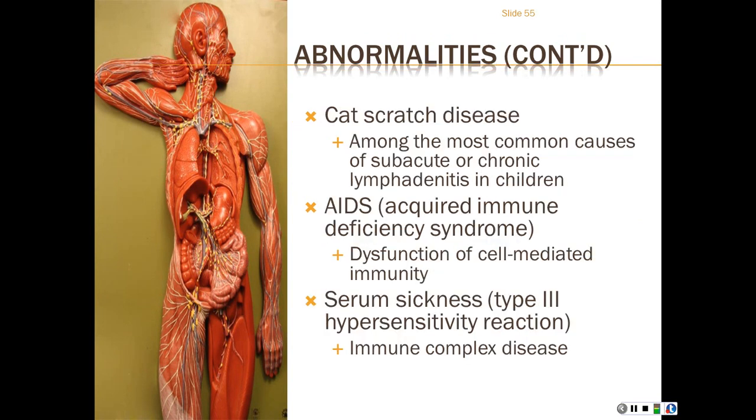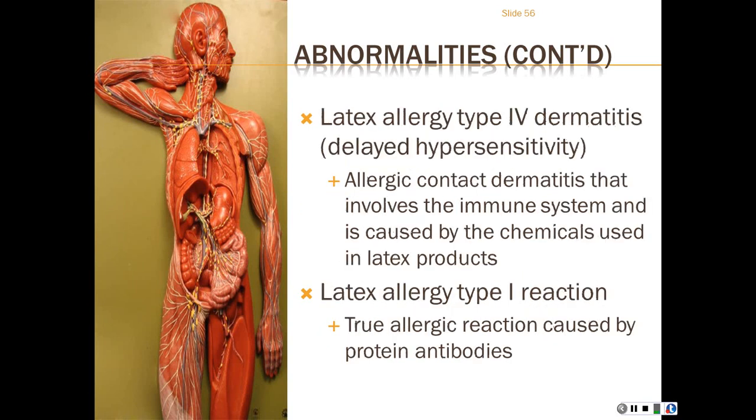Cat scratch disease is a common cause of subacute or chronic lymphadenitis in children. AIDS, and the problem with that is dysfunction of cell-mediated immunity. Serum sickness or hypersensitivity. You can get latex allergies. This tends to be a later in life delayed hypersensitivity. There are some children that have a lot of latex allergies, and those would be your spina bifida children, those children that are exposed to a lot of surgeries earlier in life.